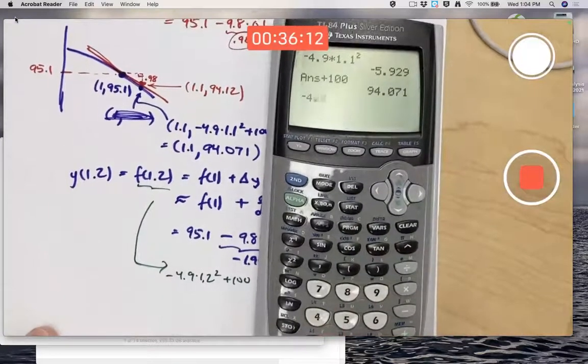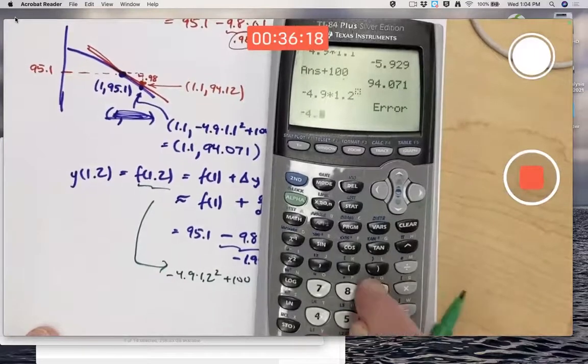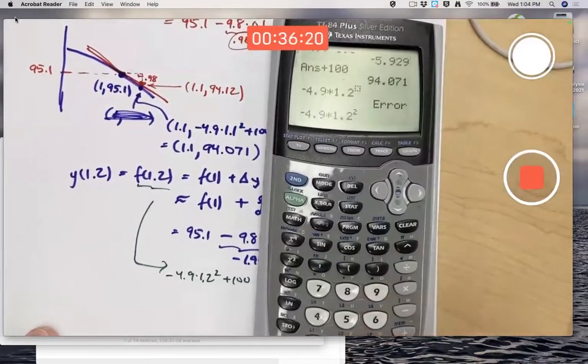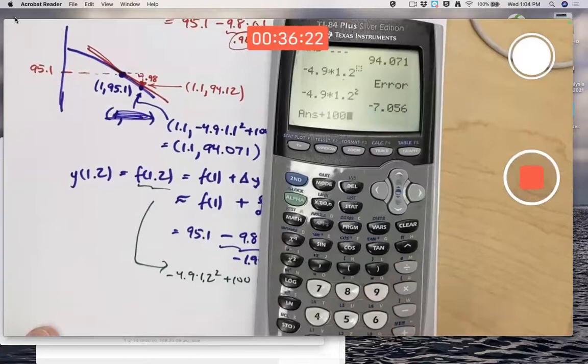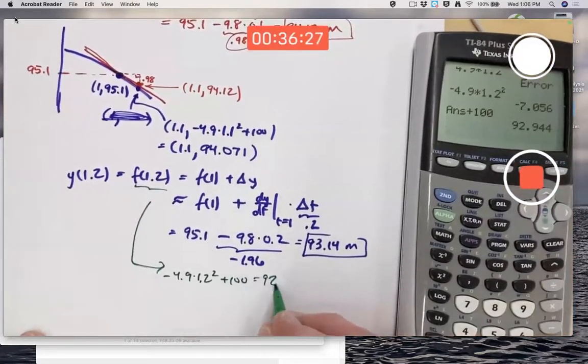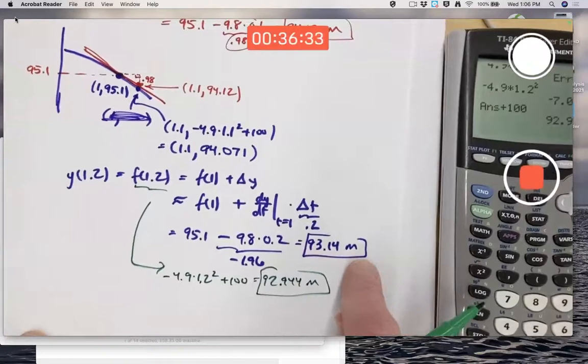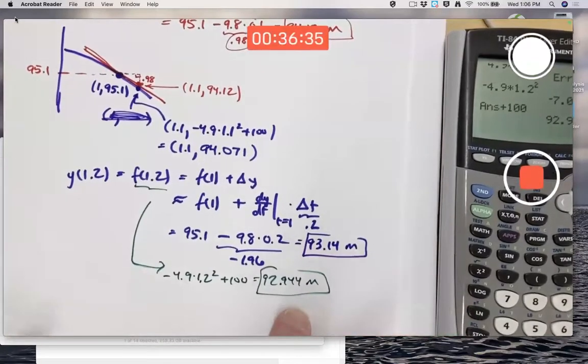Negative 4.9 times 1.2 squared. Oops. Negative 4.9 times 1.2 squared plus 100 is the more accurate answer, 92.944. That's the answer we got using the derivative. This is the more accurate answer using the function itself.